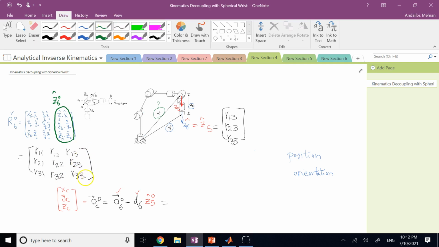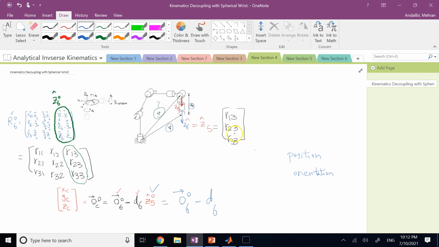Clearly, you see, it is what? The numbers in this last column are that unit vector that I'm after. Correct? So that's all I need. This one is given. This is the last column of the R matrix, and I can also write it like this. I can say this is O of 6 in frame 0 minus D6, which is just a number.